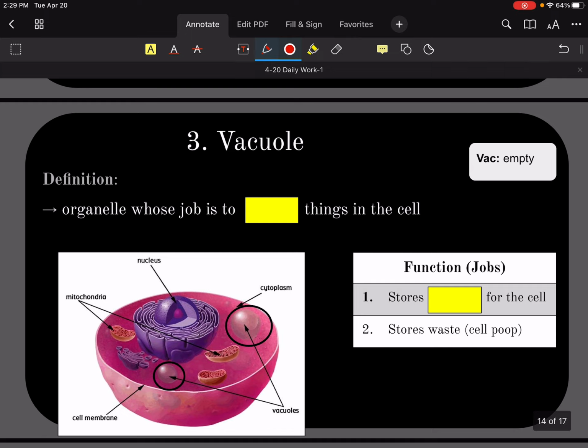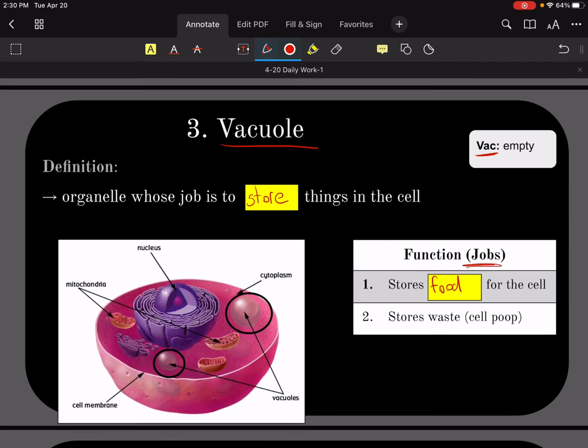Now, our third organelle is a vacuole. And the origin of the word vacuole is the word vac, which means empty. So it makes sense that the vacuole is an organelle whose job is to just store things inside of the cell. So its job is to literally store food for the cell that the cell may need for later, and it also stores waste, or cell poop, as we already know.